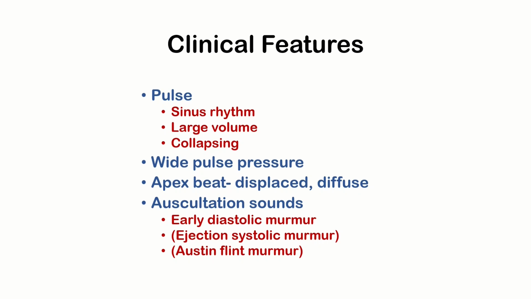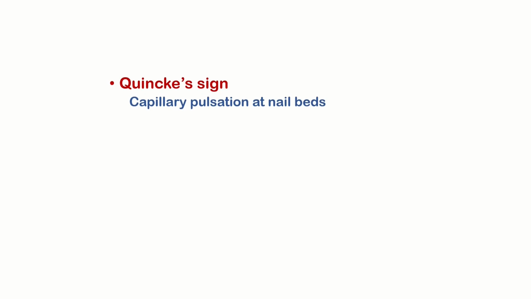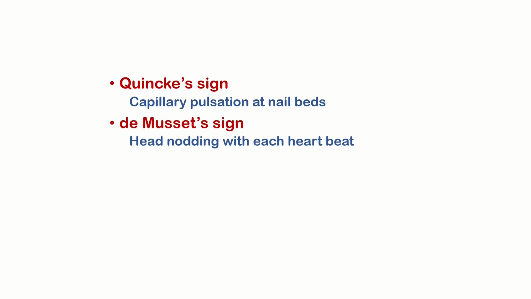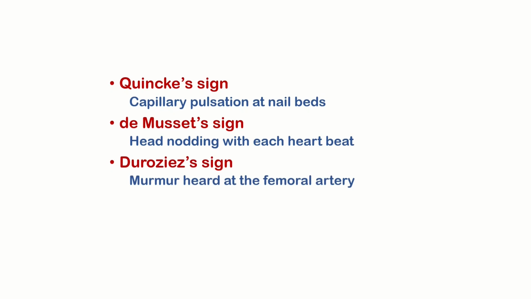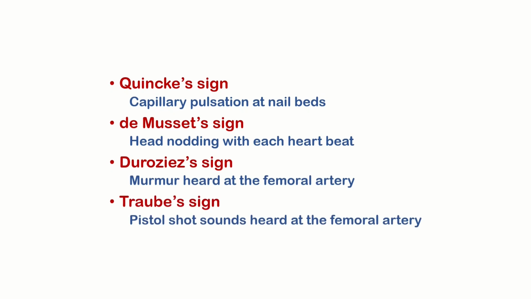There are specific signs that are observed in aortic regurgitation. However, keep in mind that these signs are not very common. Quincke's sign is capillary pulsation at fingernail beds. De Musset's sign is a nodding of the head with each heartbeat. In de Rosy's sign, there is a murmur heard at the femoral artery on auscultation. In Traube's sign, there are pistol shot-like sounds heard at the femoral artery on auscultation.